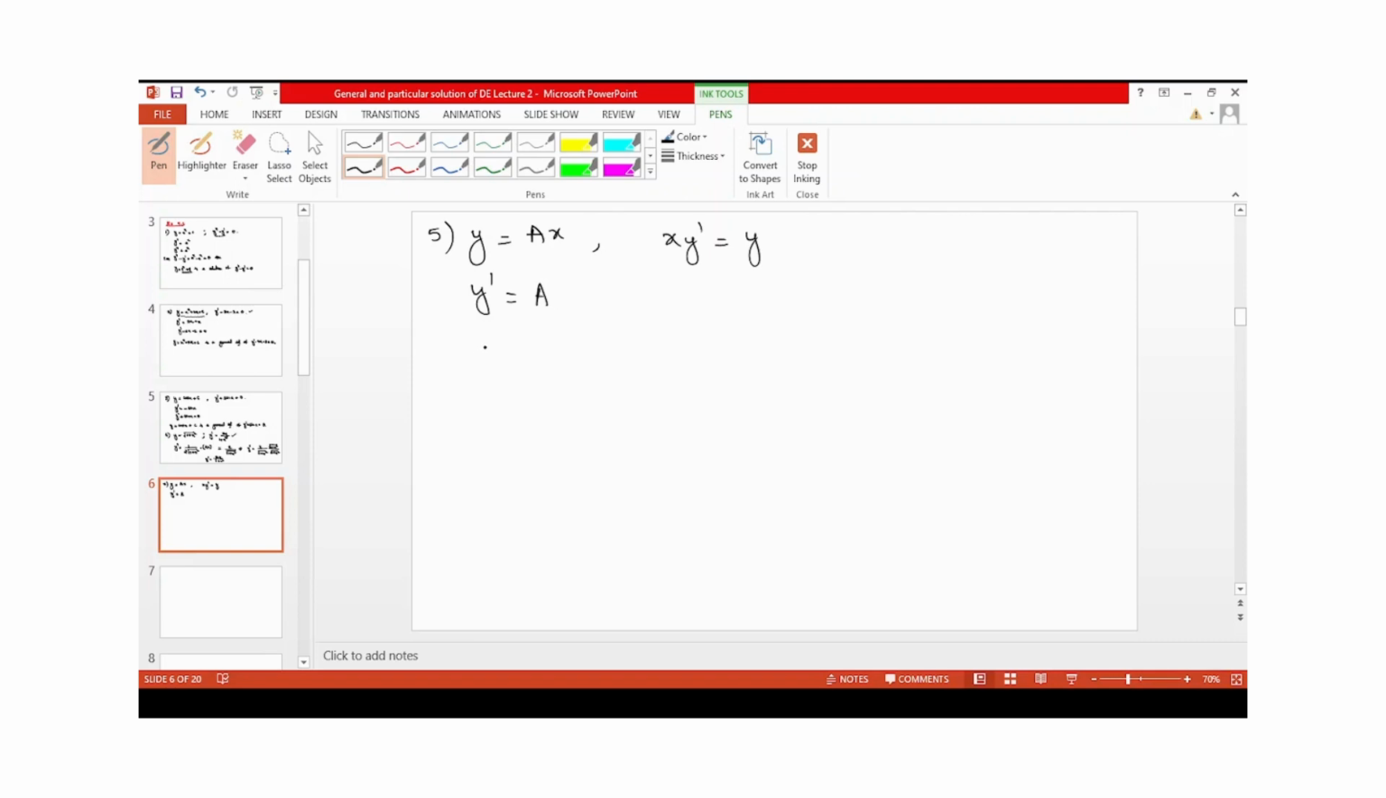Okay. So here, considering the LHS part now, x into y dash is nothing but x into a. What is x into a? That is nothing but y. So therefore xy dash equal to y. Hence y equal to ax is a solution of xy dash equal to y.